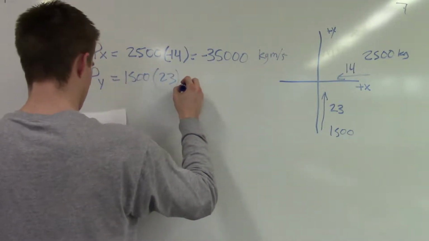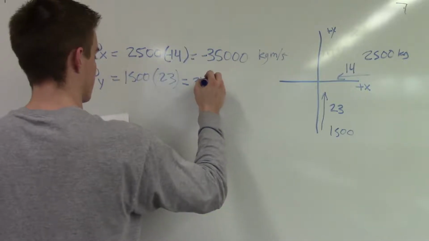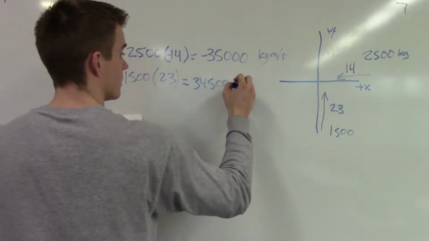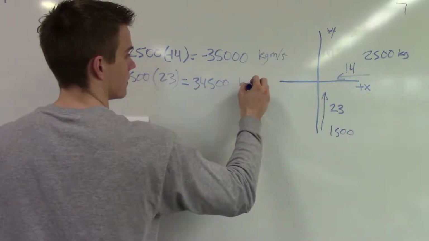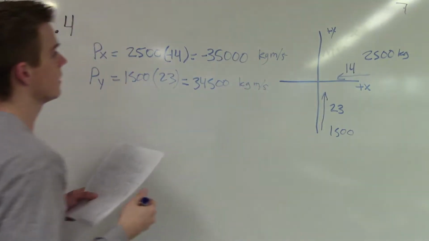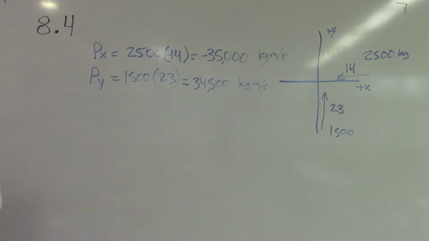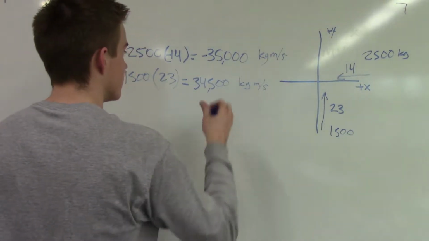And this one comes out to be 34,500 kilograms meters per second. Okay, so now we have our x and y components of momentum, and that is the answer to part A.